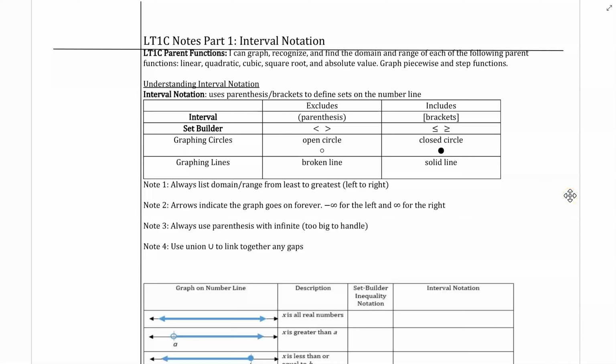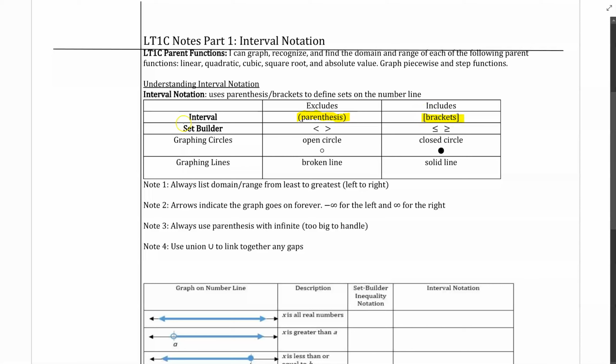This is LT1C Notes Part 1, Interval Notation. So in this section we will be reviewing interval notation, which uses parentheses or brackets to define sets on the number line. So we have that for interval notation, we have parentheses when we don't want to include a point, and we have brackets when we do want to include a point.